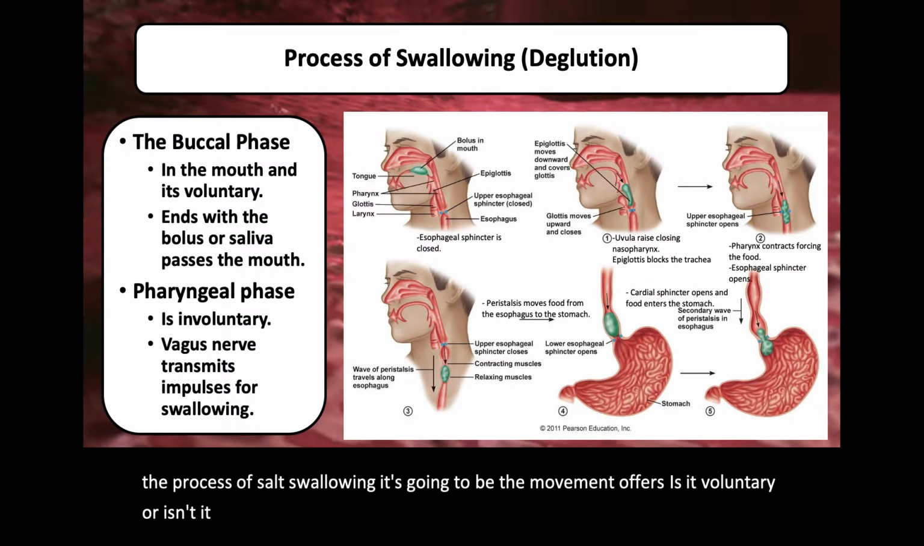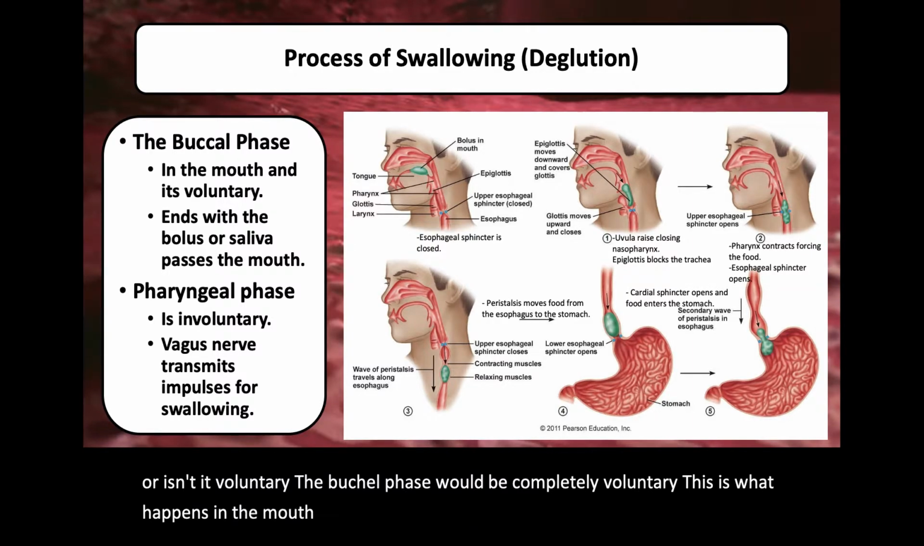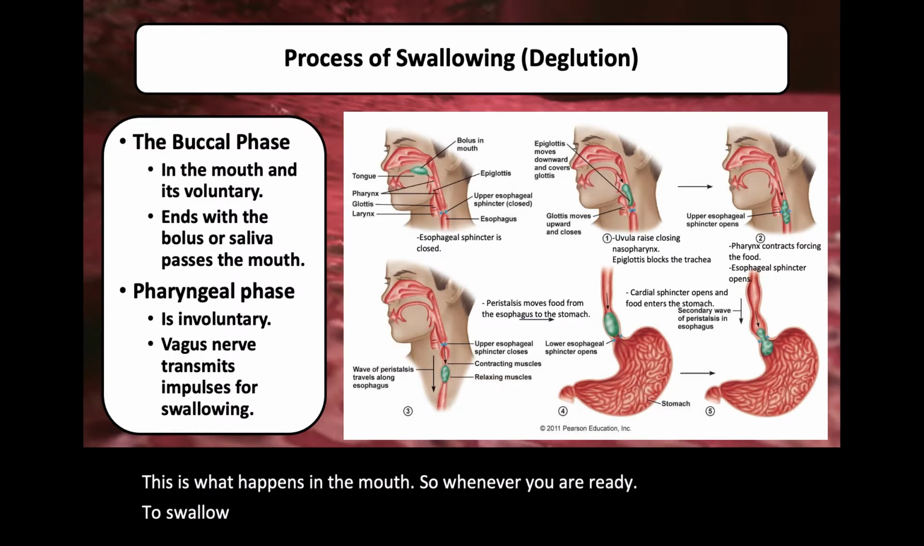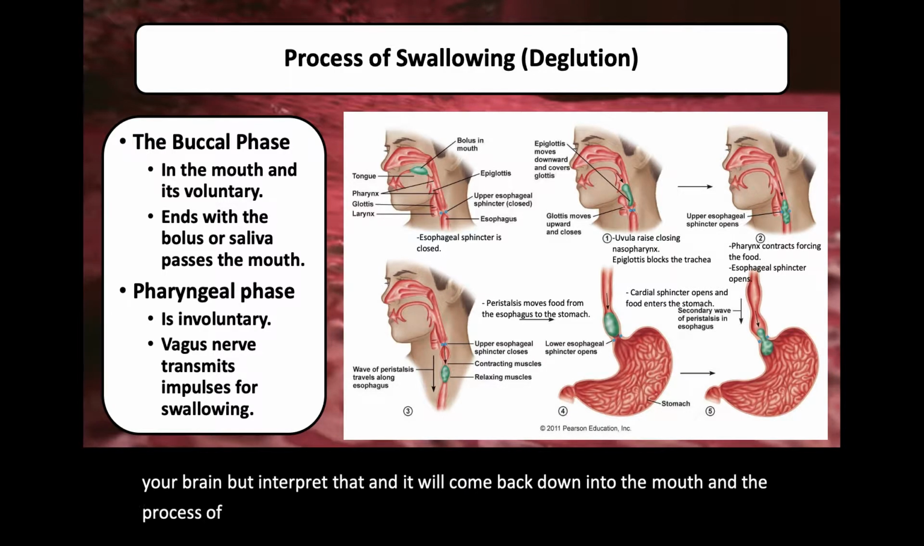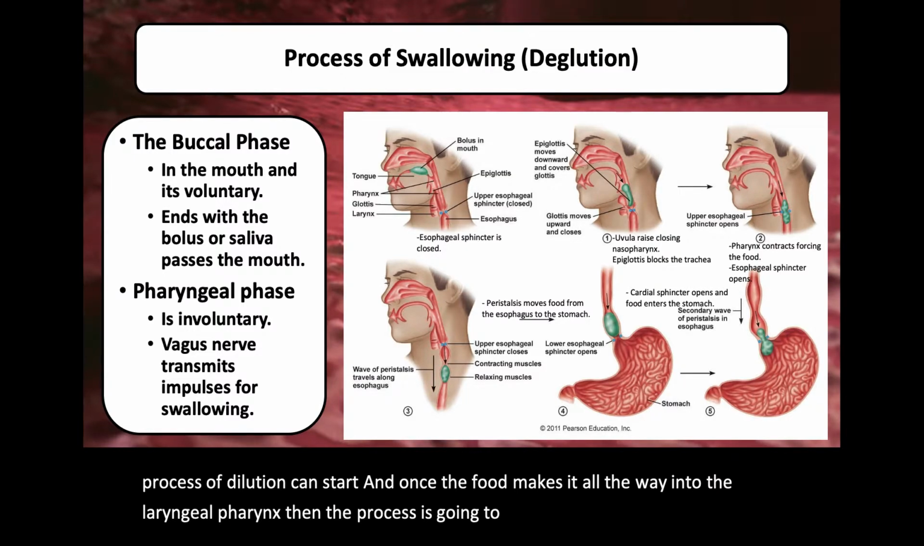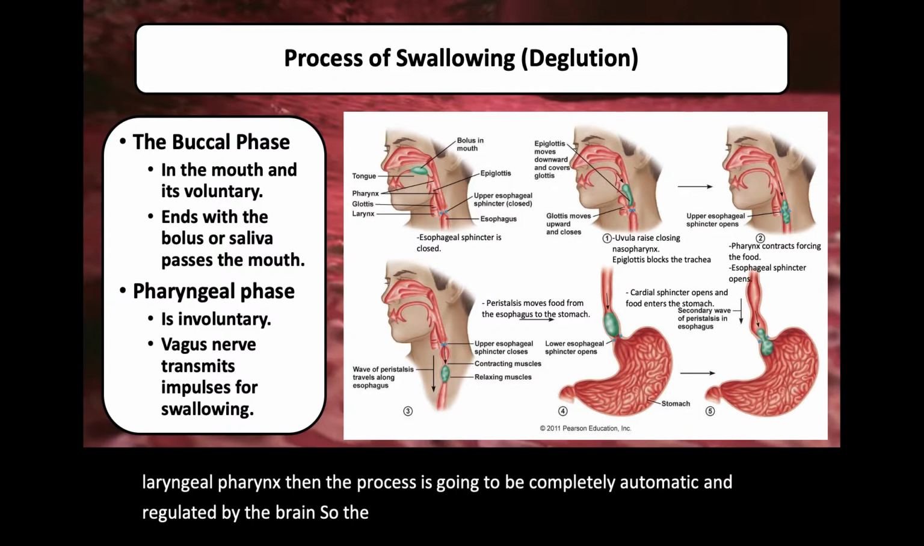The buccal phase would be completely voluntary. This is what happens in the mouth. So whenever you are ready to swallow the food that you're eating, you will send a message to your brain. Your brain will interpret that, and it will come back down into the mouth, and the process of deglutition can start. And once the food makes it all the way into the laryngopharynx, then the process is going to be completely automatic and regulated by the brain. So the buccal phase would be voluntary, and the pharyngeal phase would be involuntary.